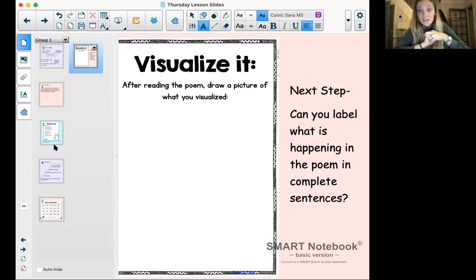When you're done, you can upload a picture of your work to Teams today. So remember to make that list of the real words, do your picture, visualize it. And if you want to upload a video of you performing the poem, you can also do that on Teams as well. You can add that to your assignment. So you can upload it on the assignment. And I will see you tomorrow where we do our independent comprehension.